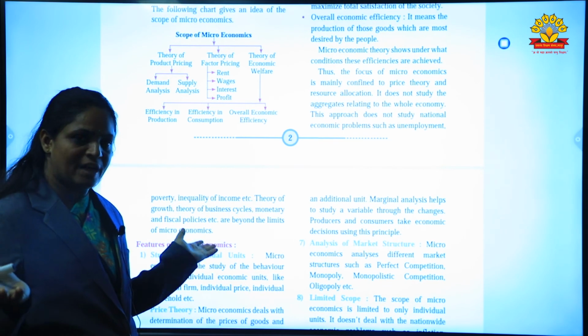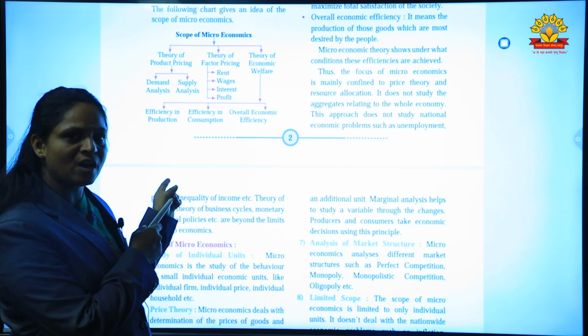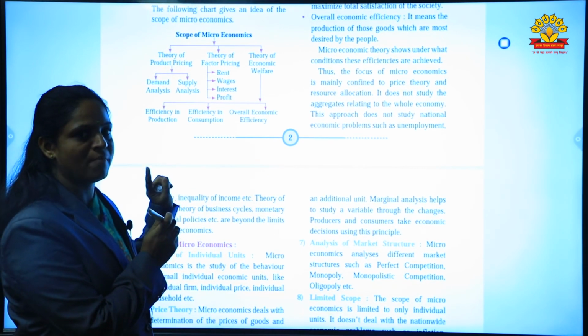By this way, definitely I think that you know what microeconomics is, the meaning of microeconomics, and the scope of microeconomics.